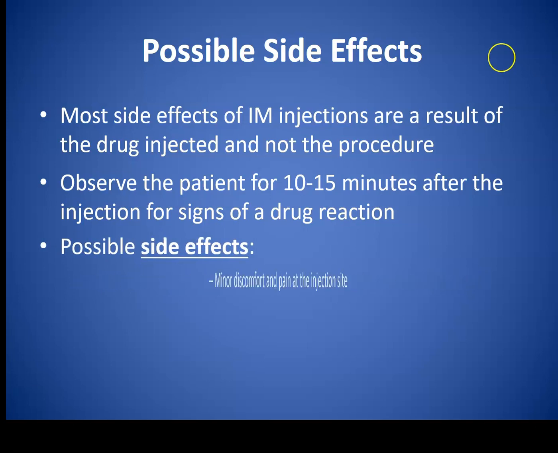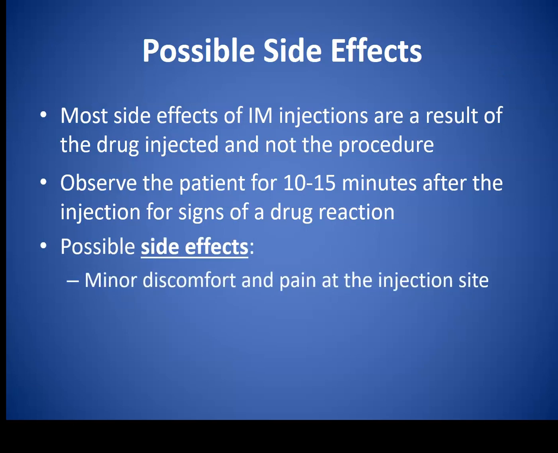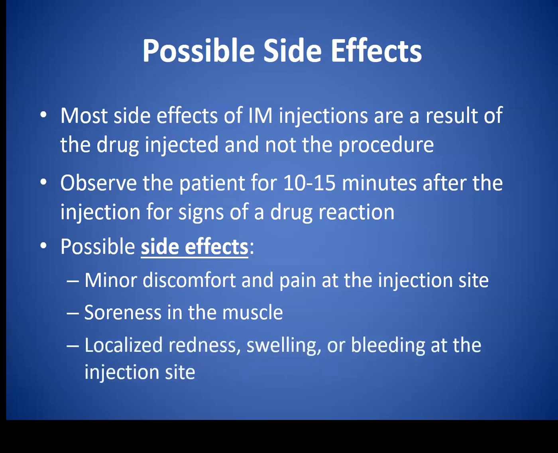Possible side effects: minor discomfort and pain at the injection site. That's really common, right? The muscle's going to be sore. You've just poked a needle in there and disturbed the tissues, so your patient's going to have soreness in the muscle for a couple days. And it's not uncommon to get localized redness, swelling, and of course bleeding at the injection site after you remove the needle. And it's also not uncommon for the patient to have a low-grade fever for a day or two after. Now that's usually from the vaccine doing its job, creating antibodies in the immune system.